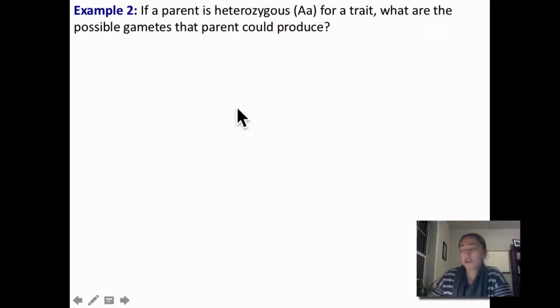Let's look at example 2. What if a parent instead was heterozygous? They would have a big A and a little a.